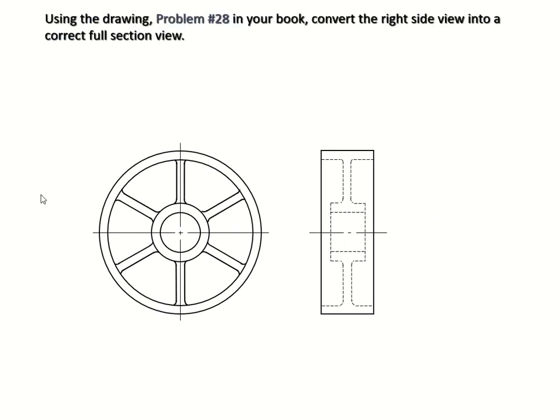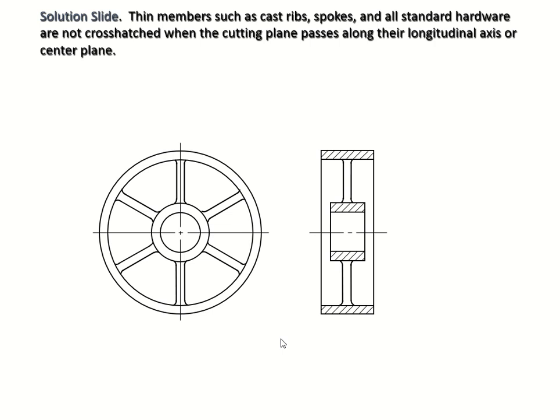All right, problem number 28, okay. Let's see, convert the right side view into a correct full section view on this side, okay. Cut it, right side, that's your front. This is that, okay. And here you have your shaft, yes. So since you cut it this way, we can see the exposed area and you section it. All right, the rest of them don't touch and just leave it as it is.